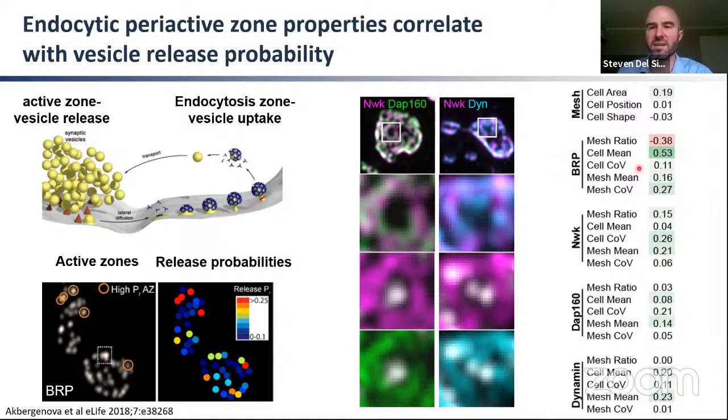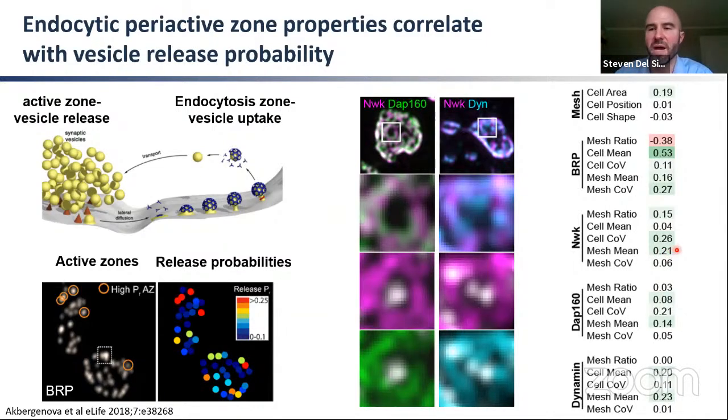And so just as a sanity check, the correlation between BRP and itself is negative with the mesh ratio. So the idea is that the brighter it is here, the less enriched in the mesh it is, which is exactly what you'd expect, and positively correlates with how bright it is in this region. So we're definitely measuring what we think we're measuring.